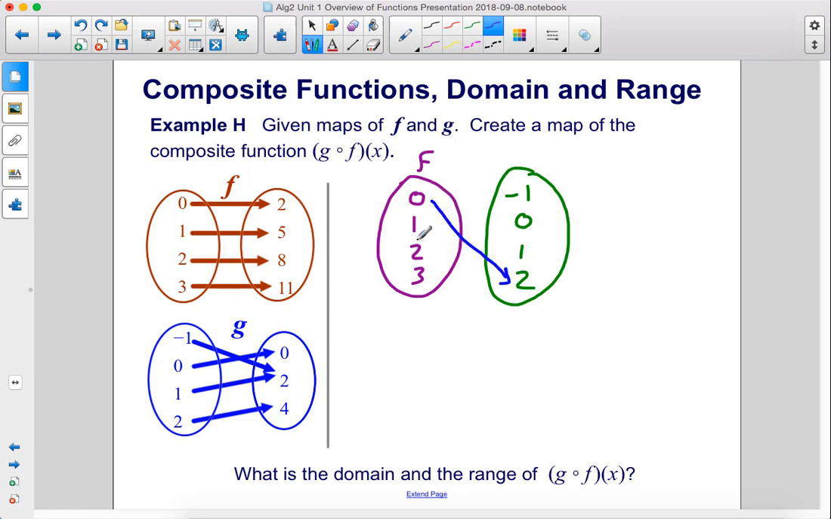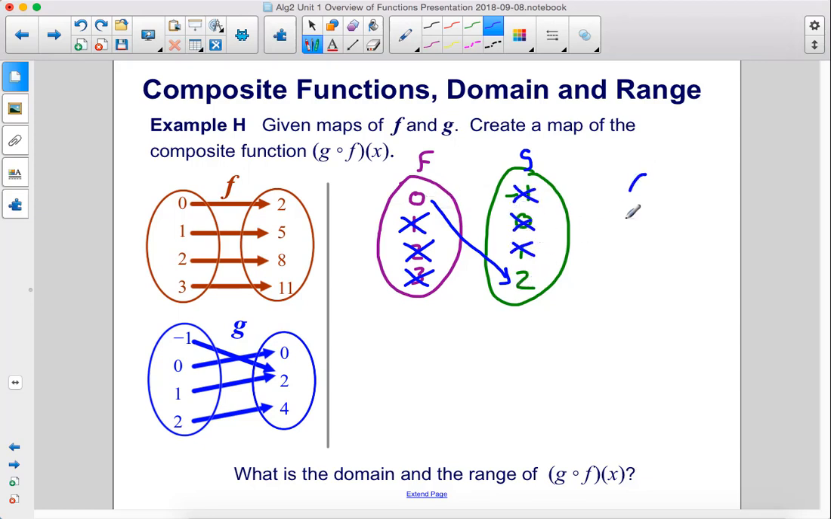1 maps to 5. 5 is not an option, so we're not going to have 1 in there. 2 maps to 8. 8 is also not an option here, so 2 won't work. 3 maps to 11. 11 is not an option, so 3 also won't work. So the only value here that will work is 0. So all of these go away.